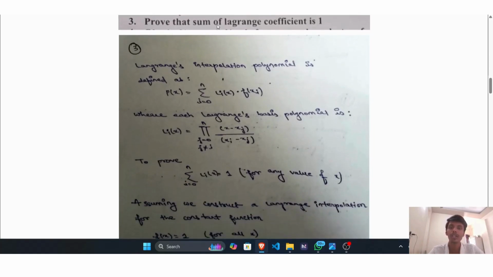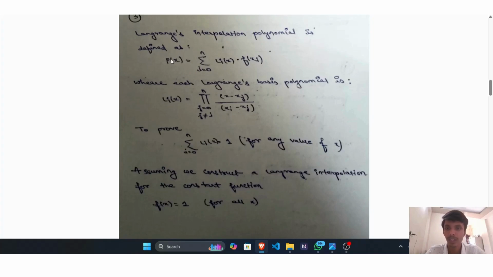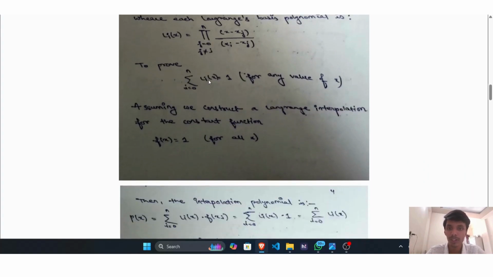Third question: we have to prove that the sum of Lagrange coefficients is 1. To prove that, the Lagrange interpolation polynomial is defined as P(x) equals the summation over i of L_i(x) into f(x_i), where each Lagrange basis polynomial is the product over j of (x minus xj) upon (xi minus xj), for j from 0 to n. We have to prove that the summation of L_i(x) from i equals 0 to n is 1 for any value of x. Assume we construct a Lagrange interpolation for the constant function, f(x) is always equal to 1 for all x.